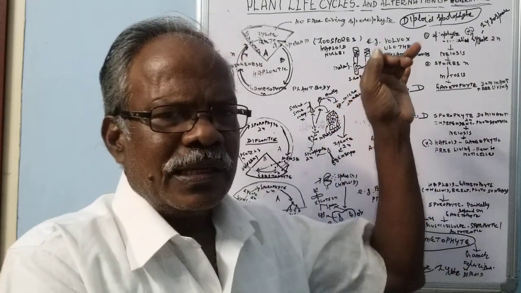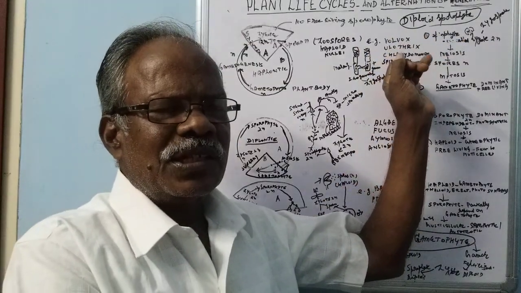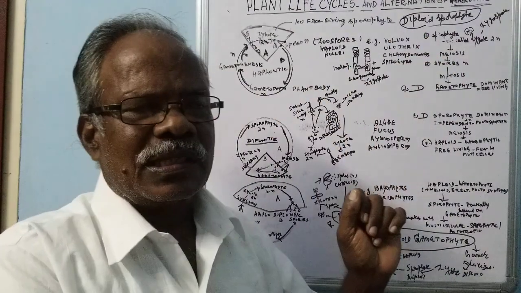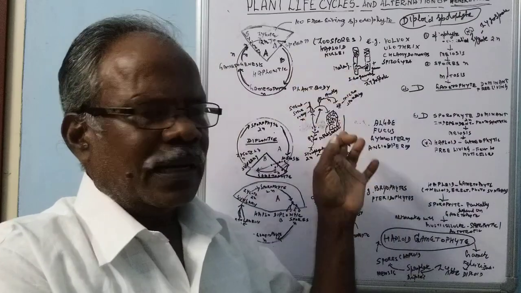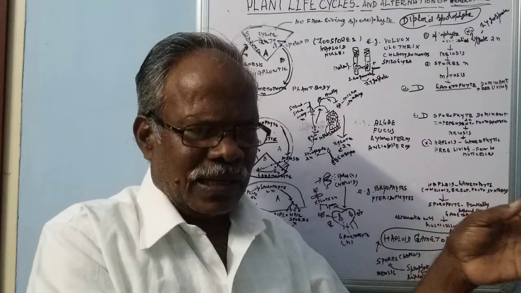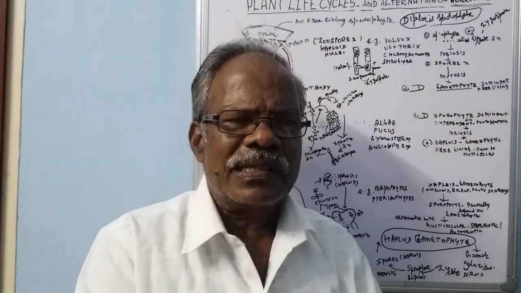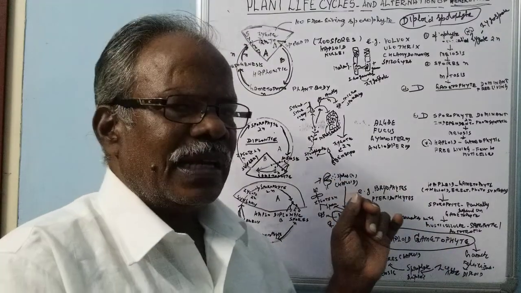Haplantic, that is Volvox, for example Volvox, Ulothrix, Spirogyra, and Chlamydomonas. These things are examples for the haplantic. And then the diplantic example, a typical example, is the well developed angiosperm, which is a tree, or the well developed gymnosperm. In this we can see the diplantic.